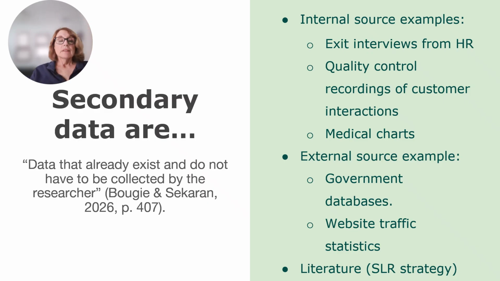On the other hand, secondary data are data that already exist and do not have to be collected by the researcher. And they also have two distinct types. They can be internal, such as exit interviews from HR, quality control recordings of customer interactions, medical charts. The point being that they exist within the organization that you're conducting the research in.